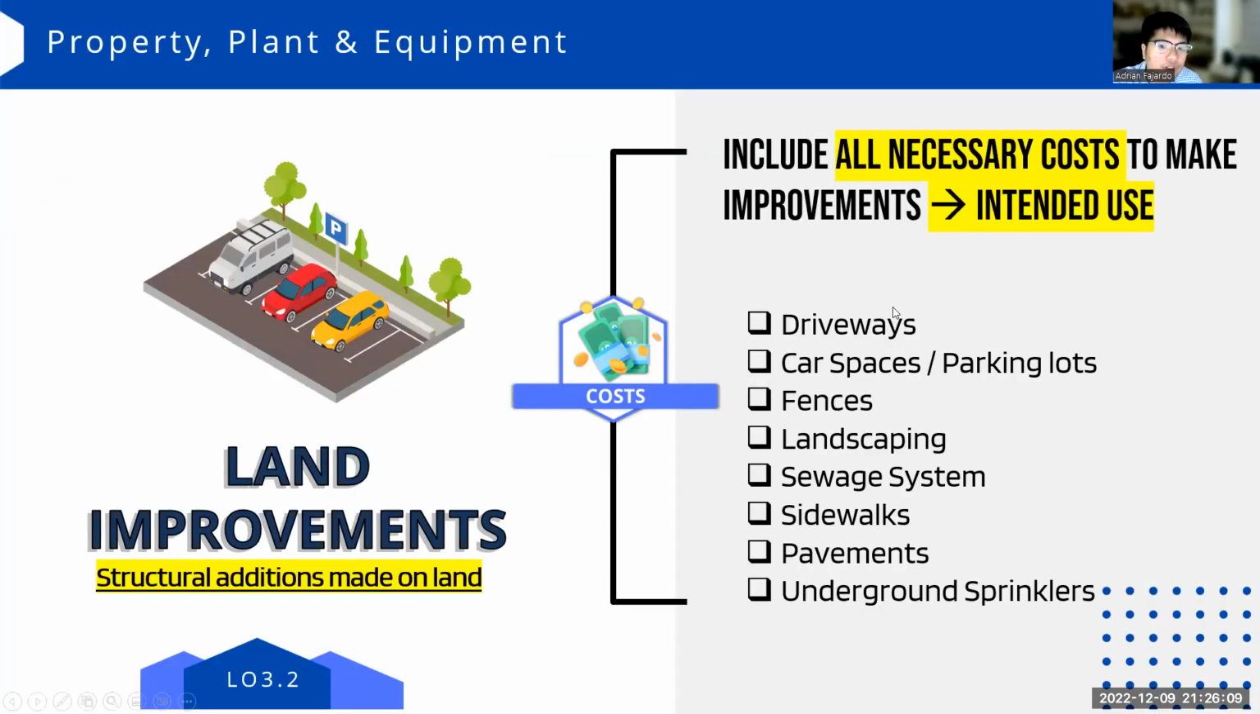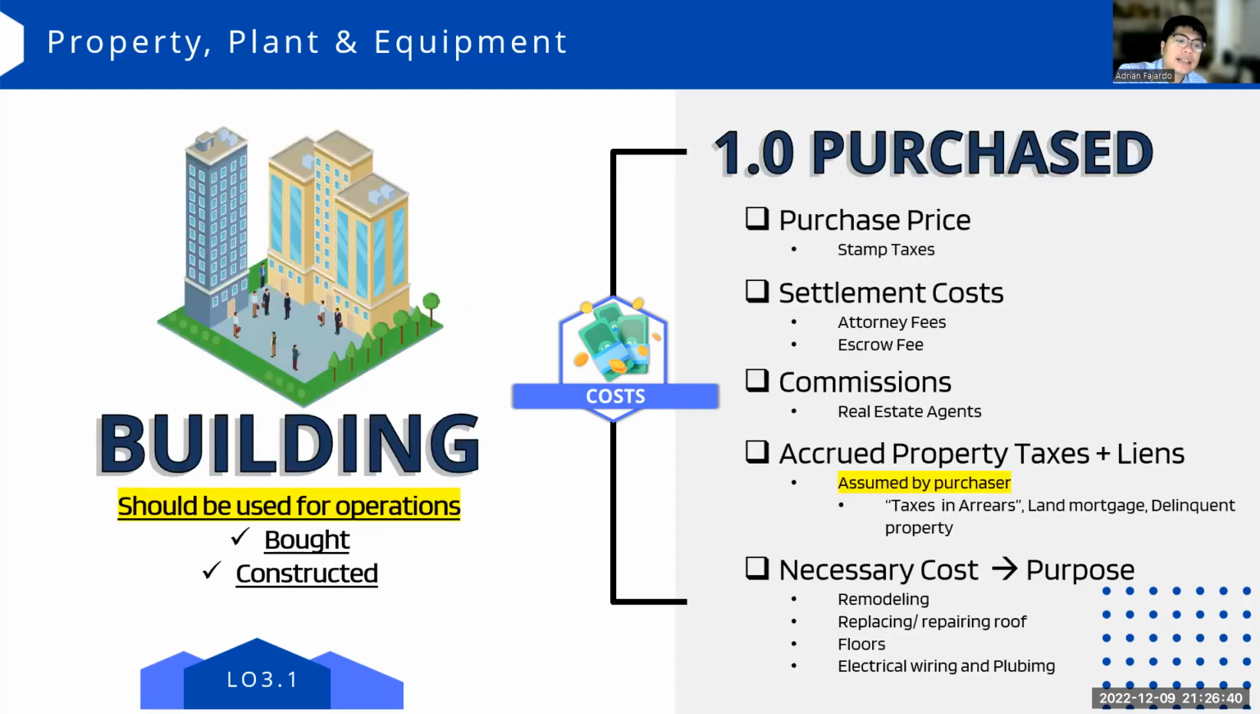Next, let's move on to land improvement. So land improvements naman, ano difference na between land? Land improvements are physical, structural additions on top of your land or beneath it. Some examples would be fences, landscaping, sewage, pavements, etc. Generally, anything that will involve other necessary costs to make sure that these structural additions are finalized for their intended use. Right? Straightforward.